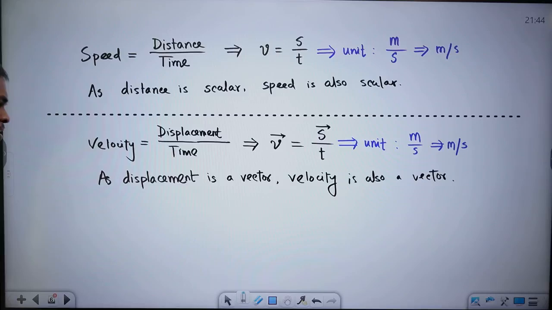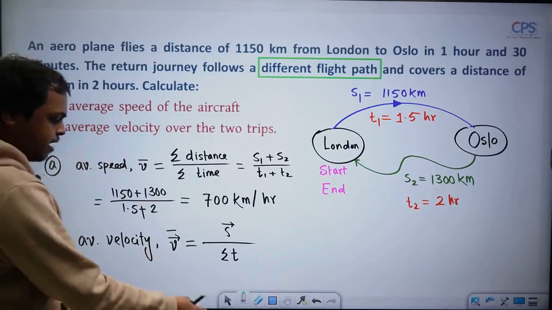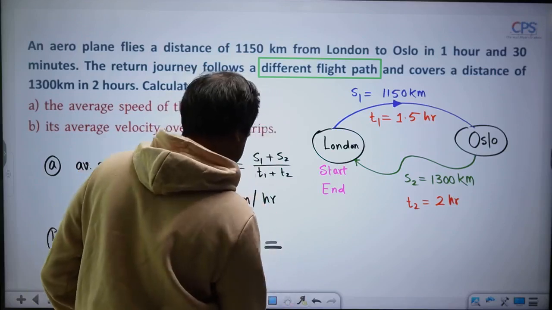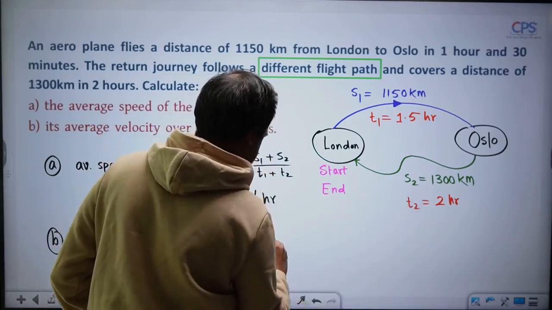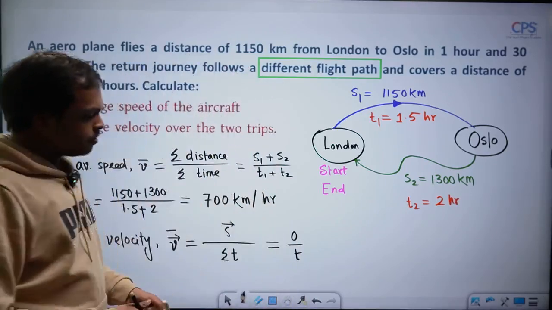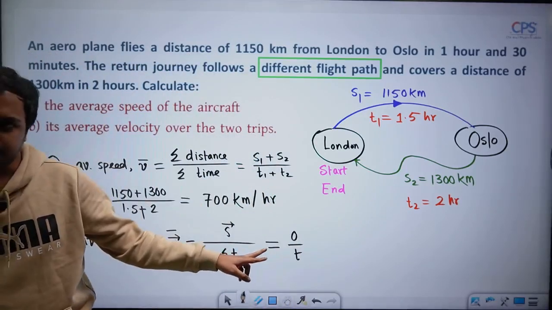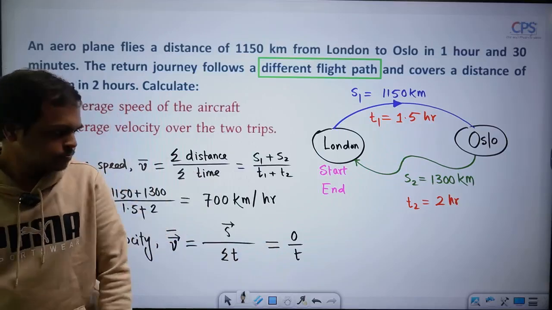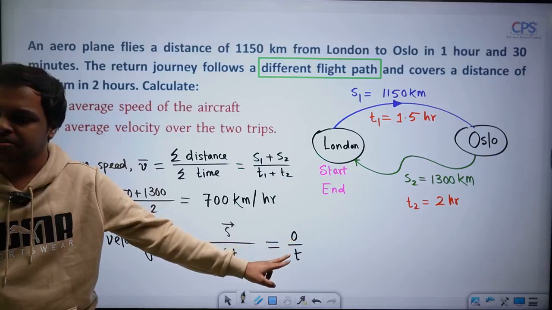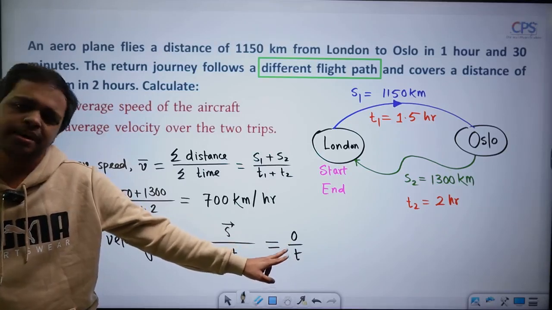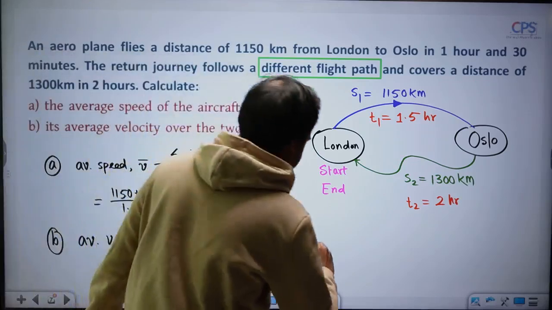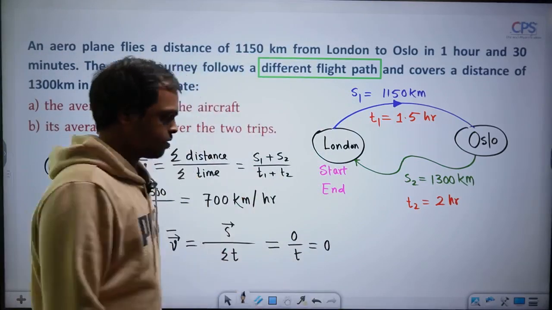That's why the displacement will be 0 here, okay? It will be a nice 0, divided by the total time, whatever you might call it. Now, if 0 is divided by something, it produces a 0. So, average velocity is 0.